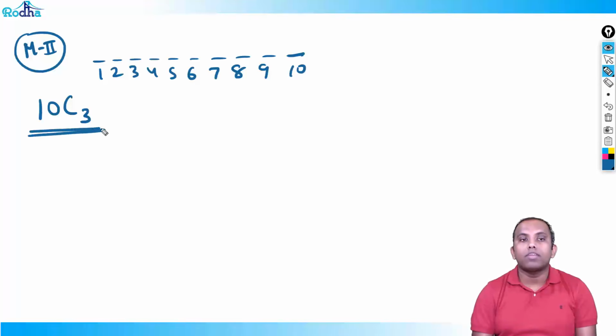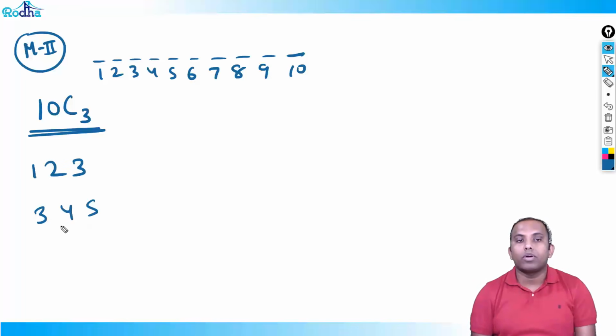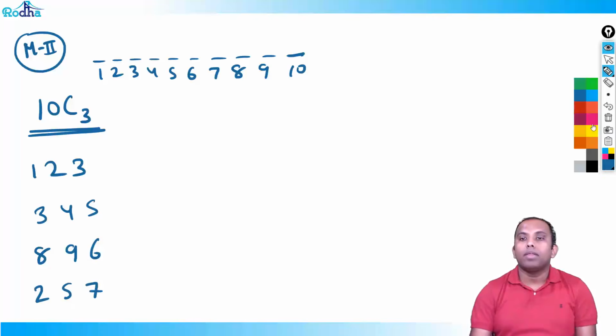What does 10C3 mean? I can form 10C3 different groups of ranks, like 1, 2, 3 in any order will be counted as 1. 3, 4, 5 in any order is 1, right? 8, 9 and 6 in any order is 1. 2, 5 and 7 in any order is 1, right? And how can we place A, B and C?